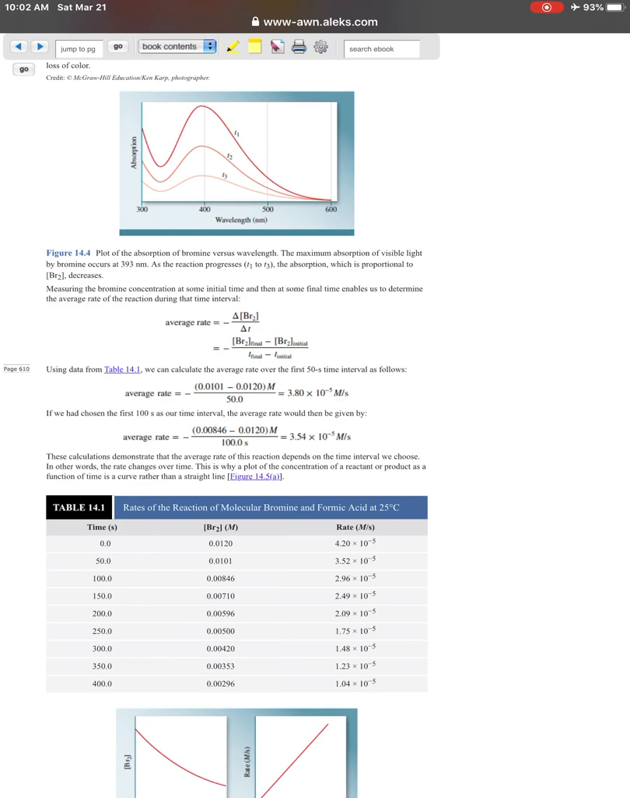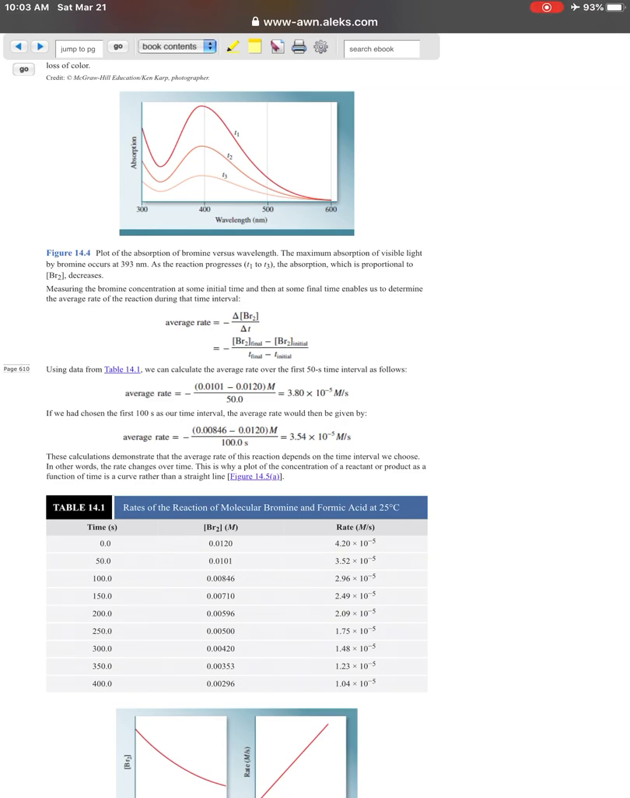So that's tricky. As the reaction progresses from T1 to T3, the absorption, which is proportional to the concentration of bromine, Br2, decreases, right? The reaction's occurring, so bromine's decreasing. Absorption will decrease, therefore. Measuring the bromine concentration at some initial time and then at some final time enables us to determine the average rate of the reaction during the time interval. So this is where we're going to get into the nitty-gritty here of the arithmetic of kinetics.